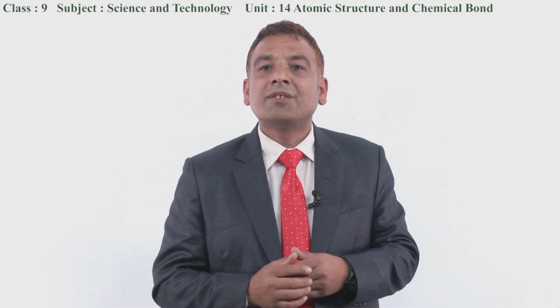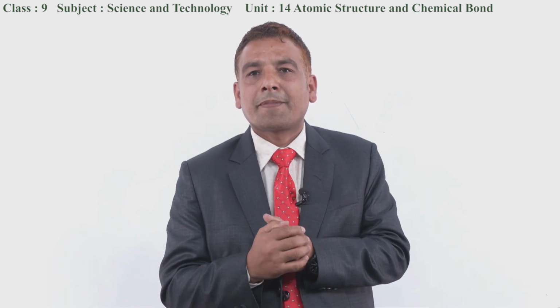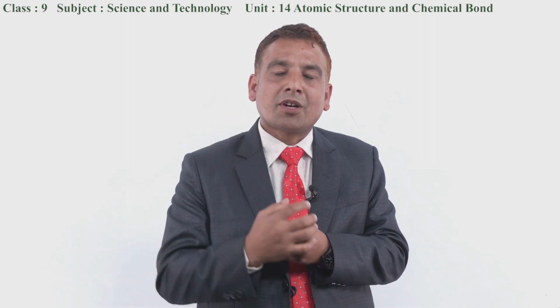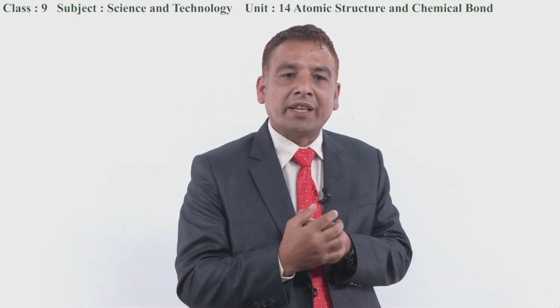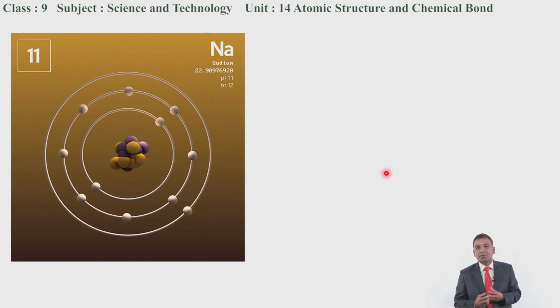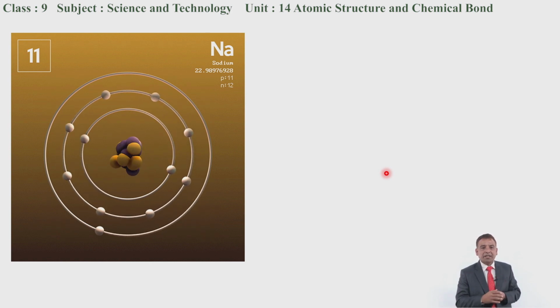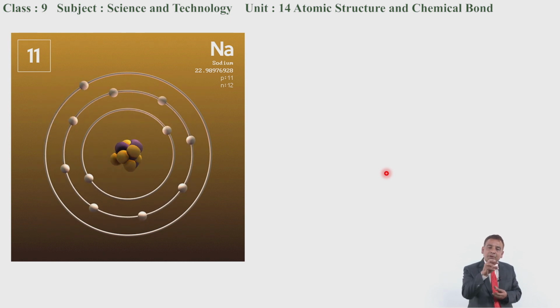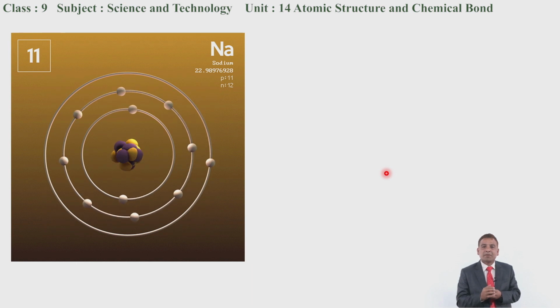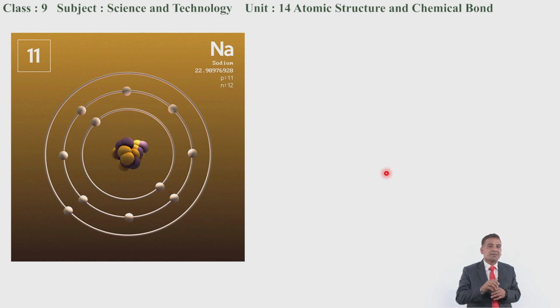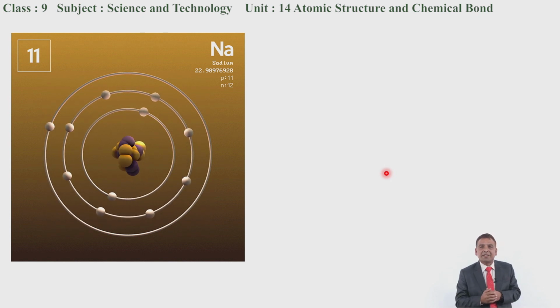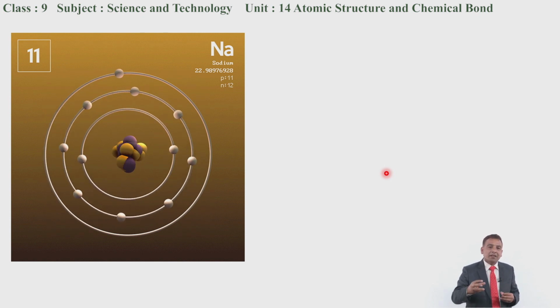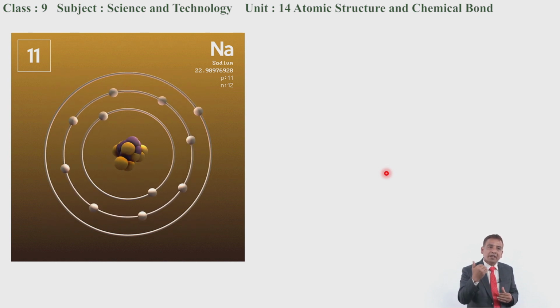In the same class, we discussed the subatomic particles. I am just showing the atomic structure of sodium, in which electrons revolve around the nucleus, while the protons and the neutrons lie at the center of the atom. The path followed by the electrons revolving around the nucleus is called an orbit, and these are also known as energy levels.